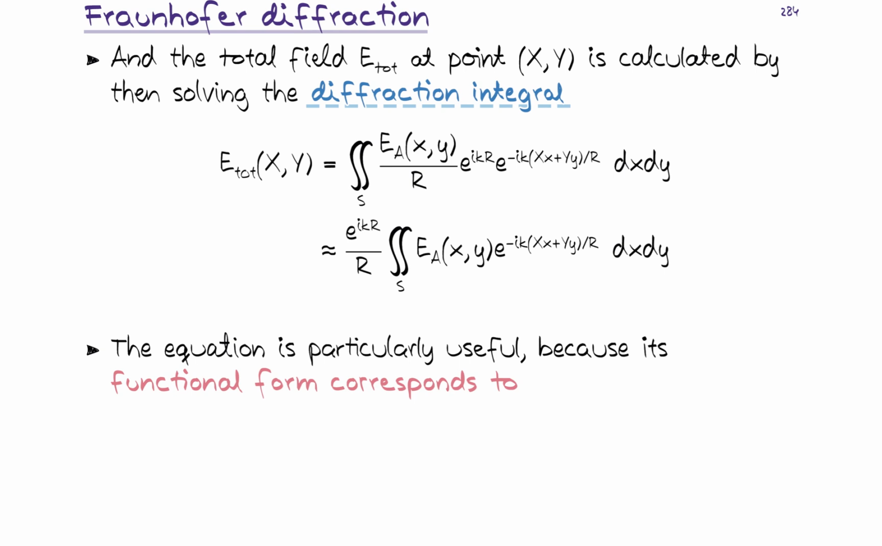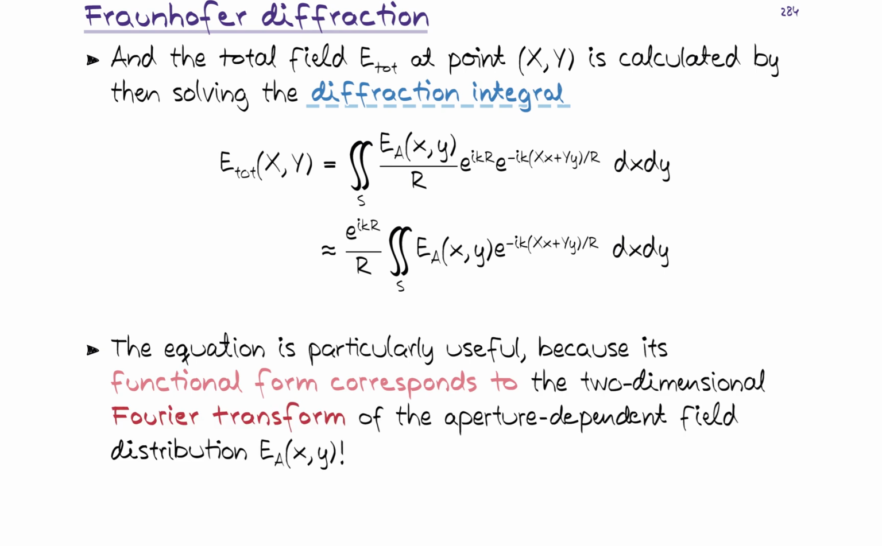The functional form, like I already said, corresponds to the two-dimensional Fourier transform of my aperture-dependent field distribution E_A. So this is super beautiful, like fanfares, please. Again, we are facing the elegant and beautiful mathematics of Fourier transforms. And we see now that the diffracted field seems to be related to the aperture function via a Fourier transform.